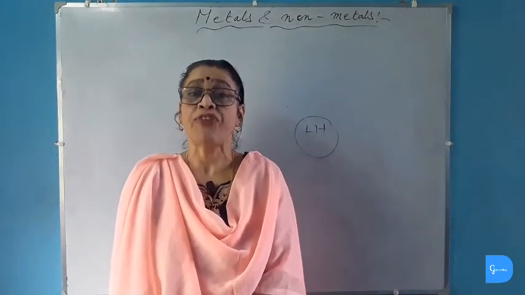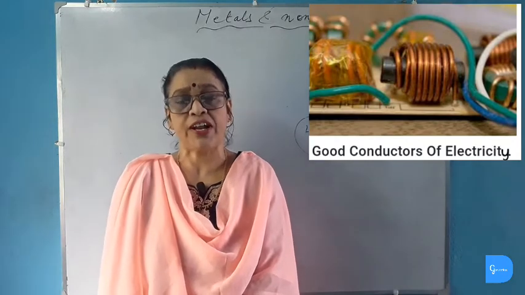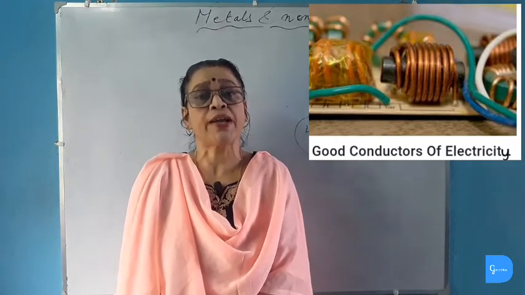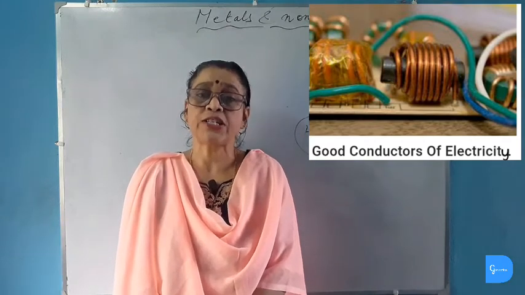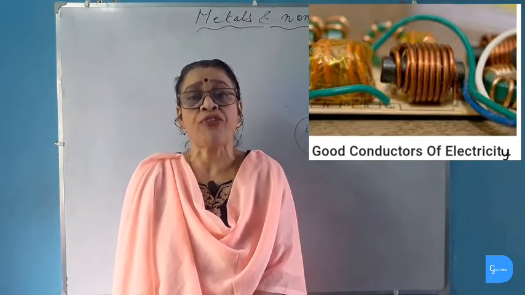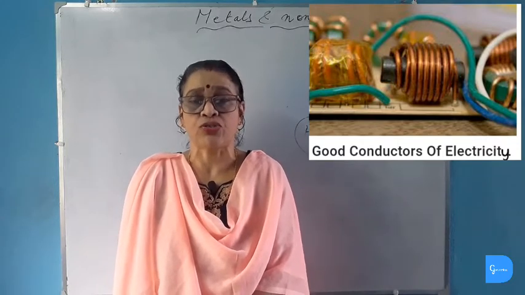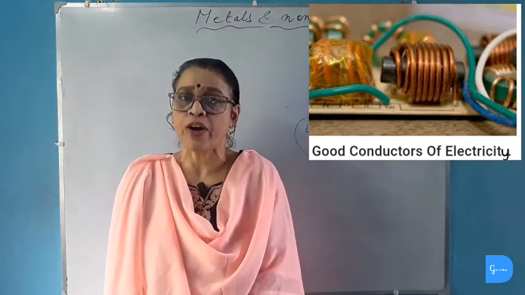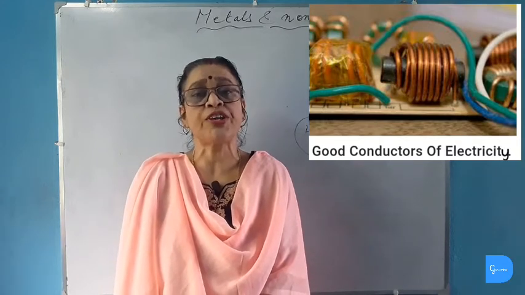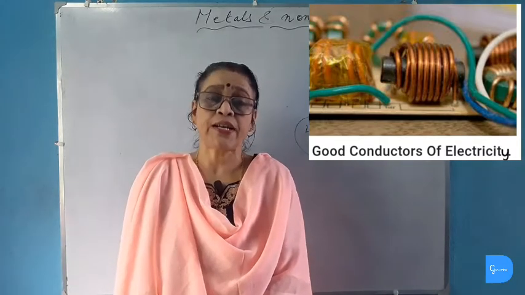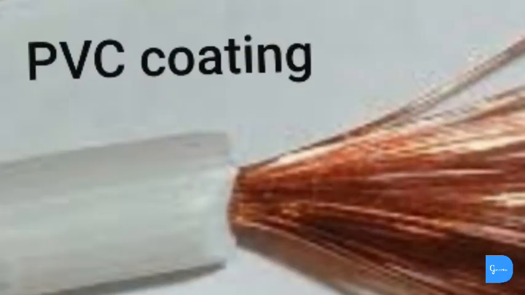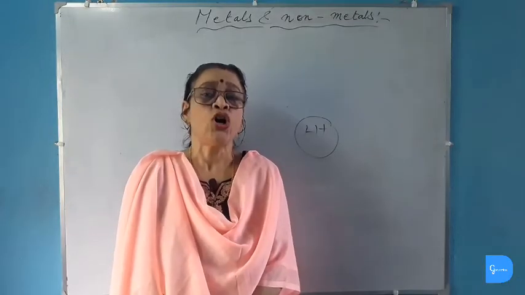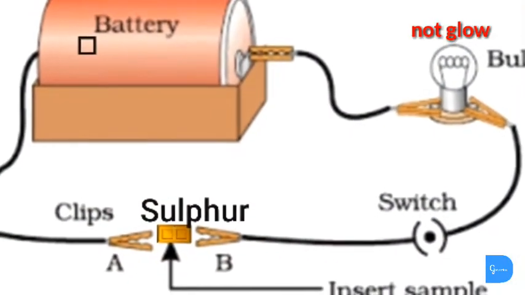Metals are good conductors of electricity and silver is the best conductor of electricity. Metals are used for making electric wires because of this characteristic property of metal. This is because metals offer least resistance to the flow of electrons. So they are used for making electric wires. Copper and aluminum are mostly used for making electric wires. These electric wires are coated by PVC, polyvinyl chloride, which acts as an insulator and thus prevents us from getting electric shock. On the other hand, non-metals are neither good conductors of heat nor electricity.